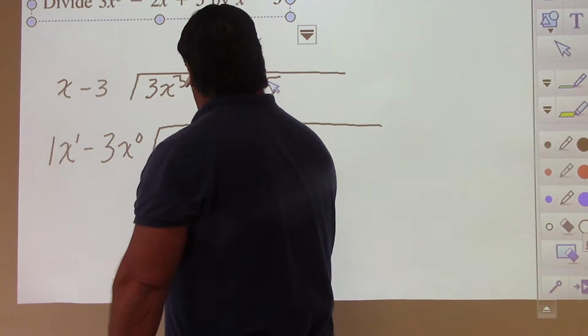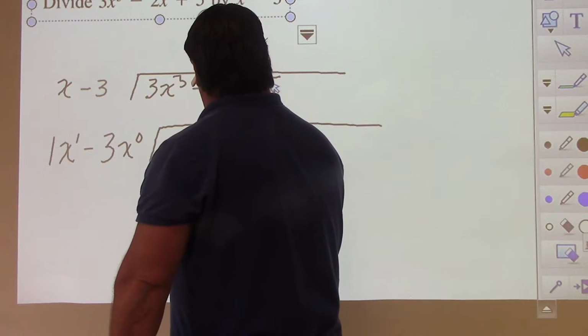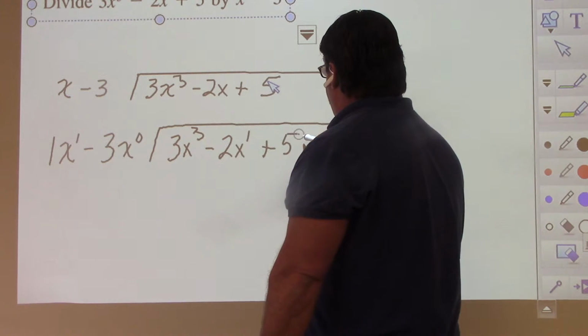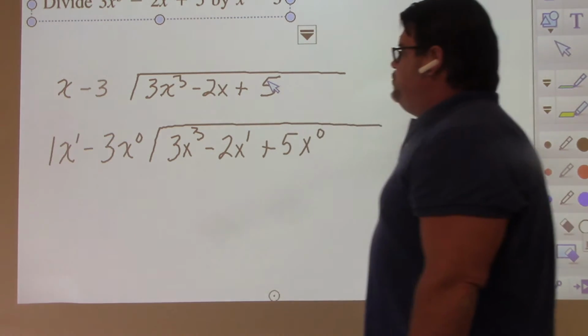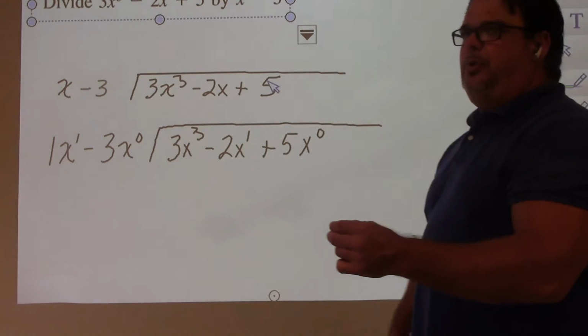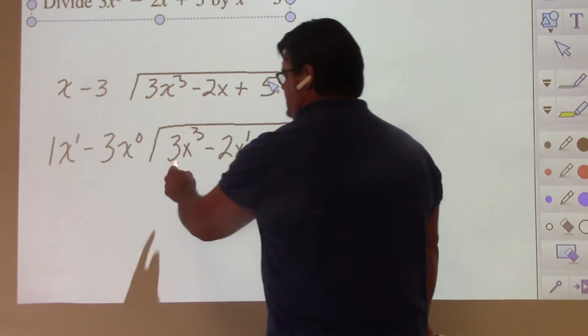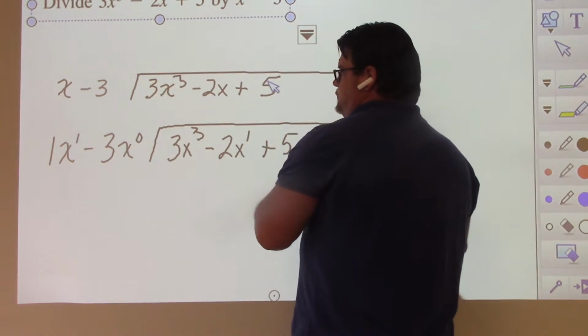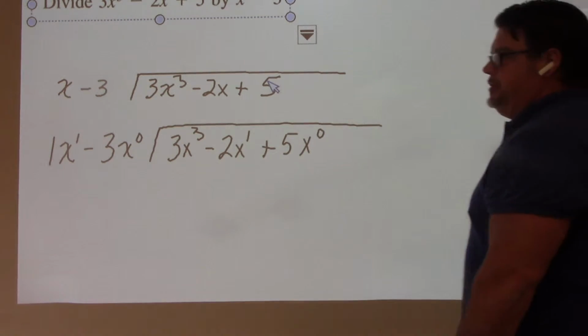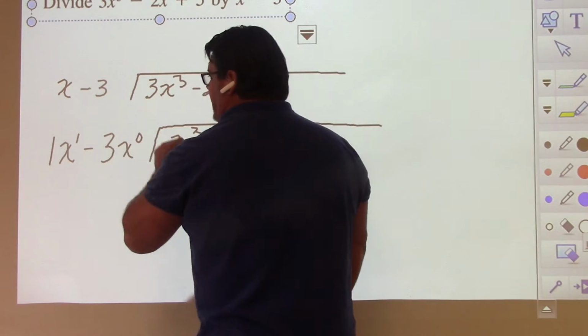3x to the third, minus 2x to the first, plus 5x to the 0. Does everybody agree with what I just wrote there? Every term in mathematics has a variable and a constant. Now, take your handy dandy highlighter and check the guy on the outside.